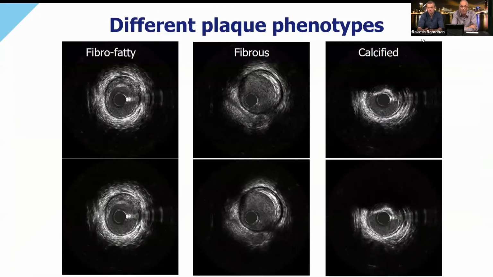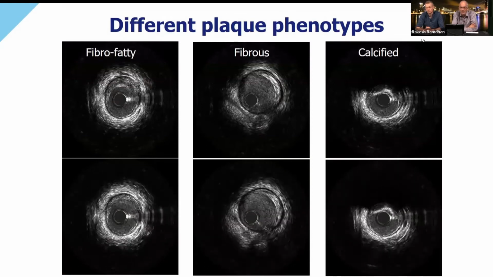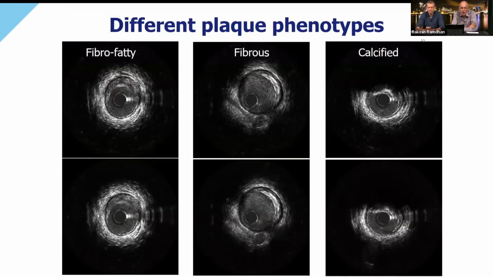And then here we have the diseased artery, and we put some different plaque phenotypes. Actually, the plaques that you can see are about 93% of the types of plaques that you can find in your patients. I always call this lesson 1 of image interpretation.